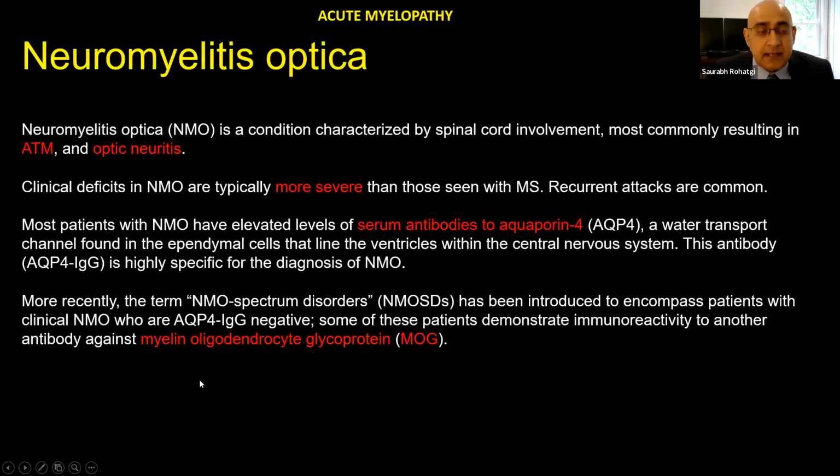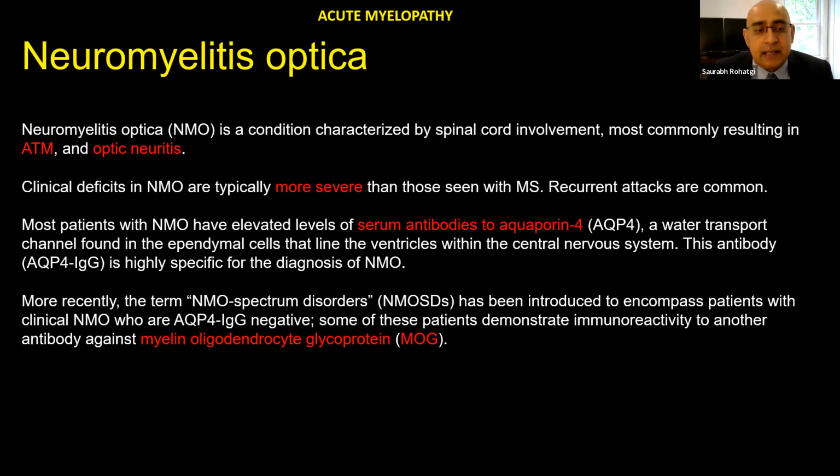Within the spectrum of demyelinating disorders, the second group of diseases that we come across is neuromyelitis optica, which is characterized by spinal cord involvement, most commonly in the setting of acute transverse myelitis and optic neuritis. Clinically, deficits in NMO are typically more severe than we see in MS, and recurrent attacks are common. Most patients with NMO have elevated levels of aquaporin 4, which is a water transport channel found in the astrocytes. This antibody, aquaporin 4, is highly specific for NMO.